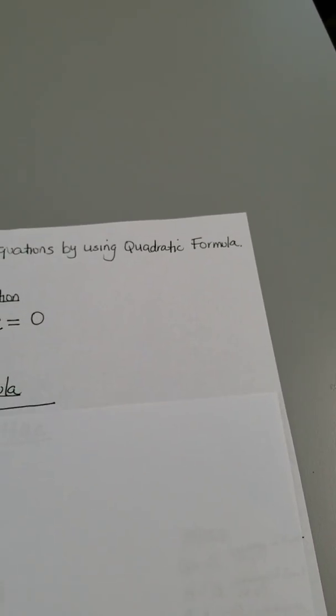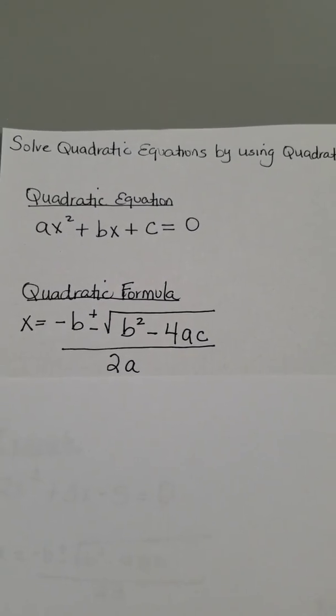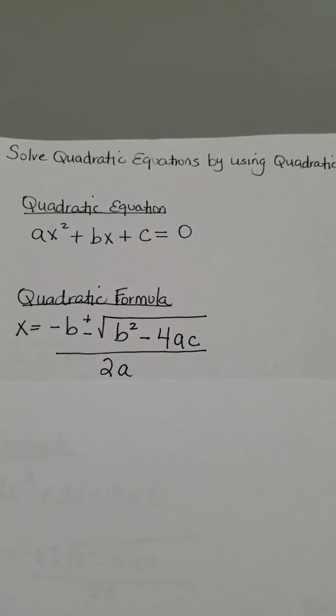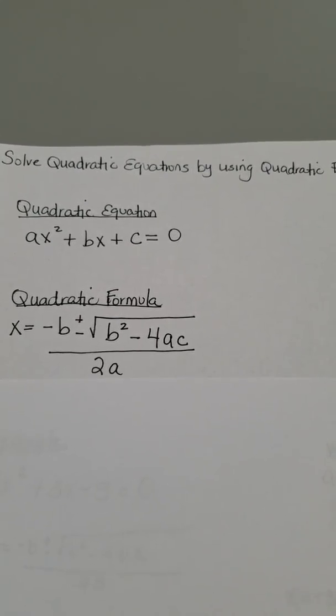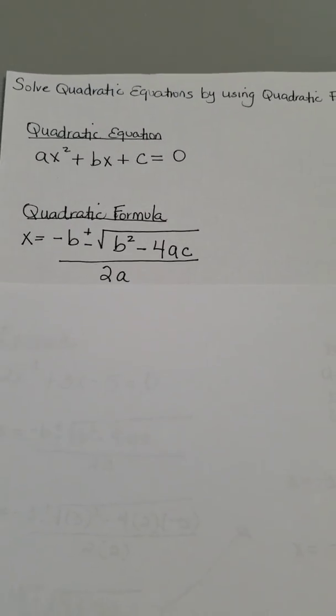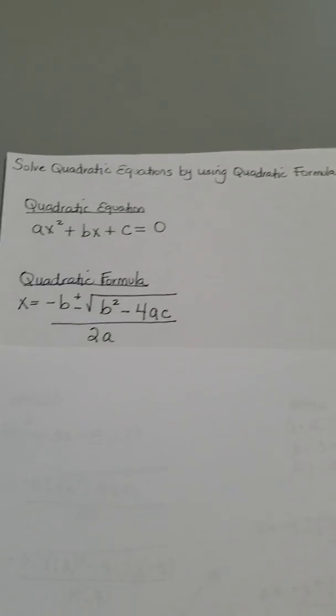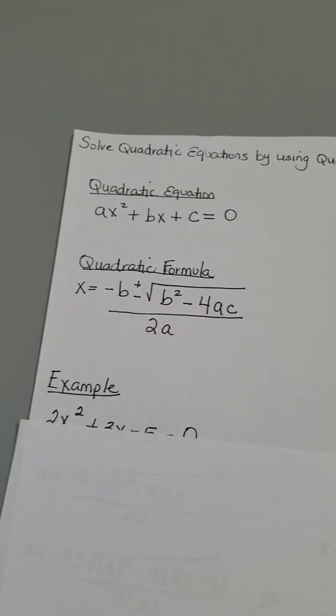So here is our formula. The formula is x equals negative b plus or minus the square root of b squared minus 4ac, all over 2a. Okay, so I chose an equation. Right, this is my example.